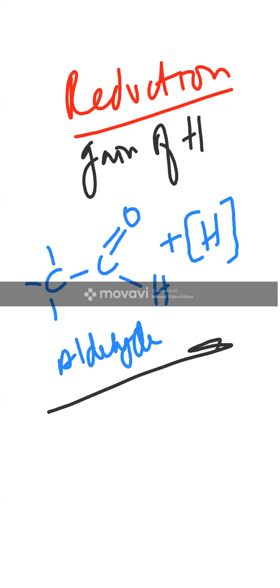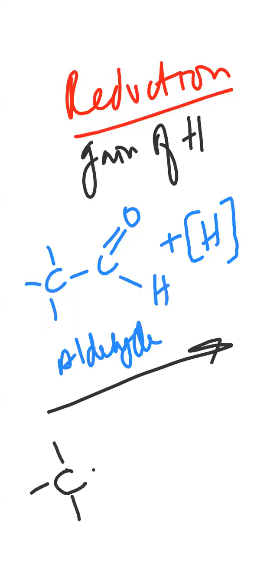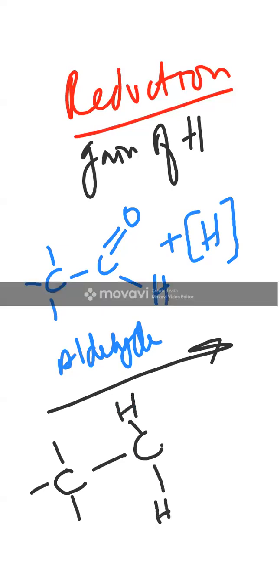Reduction of aldehyde will give you, let's see what we are getting. One carbon with three hydrogen. Okay, one more carbon with one hydrogen, and there will be OH.